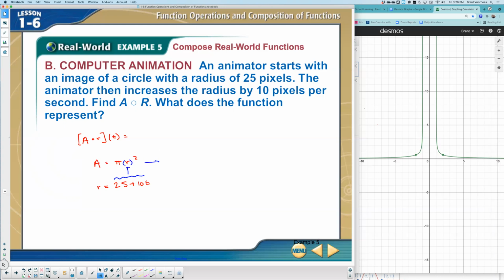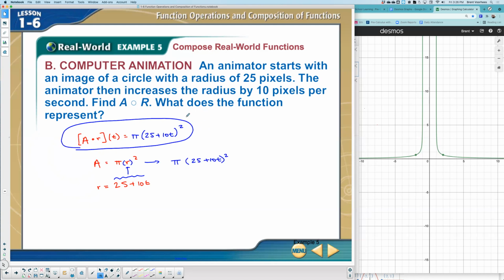And so this would become pi times (25 + 10t) squared. I'm just going to leave it like that. So I'll rewrite my answer right here: pi times (25 + 10t) squared. That is how, for any number of seconds, you would generate the area of your circle.